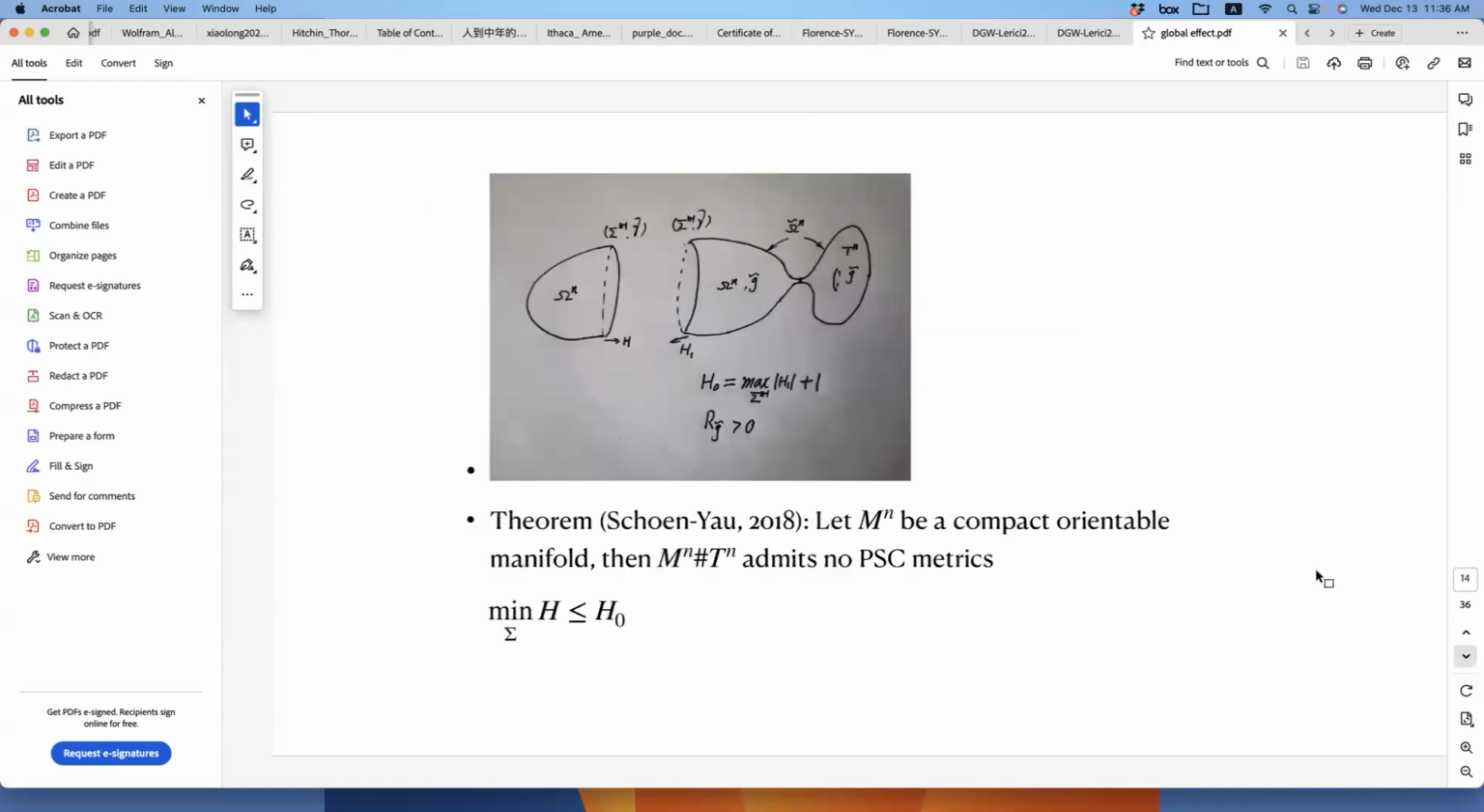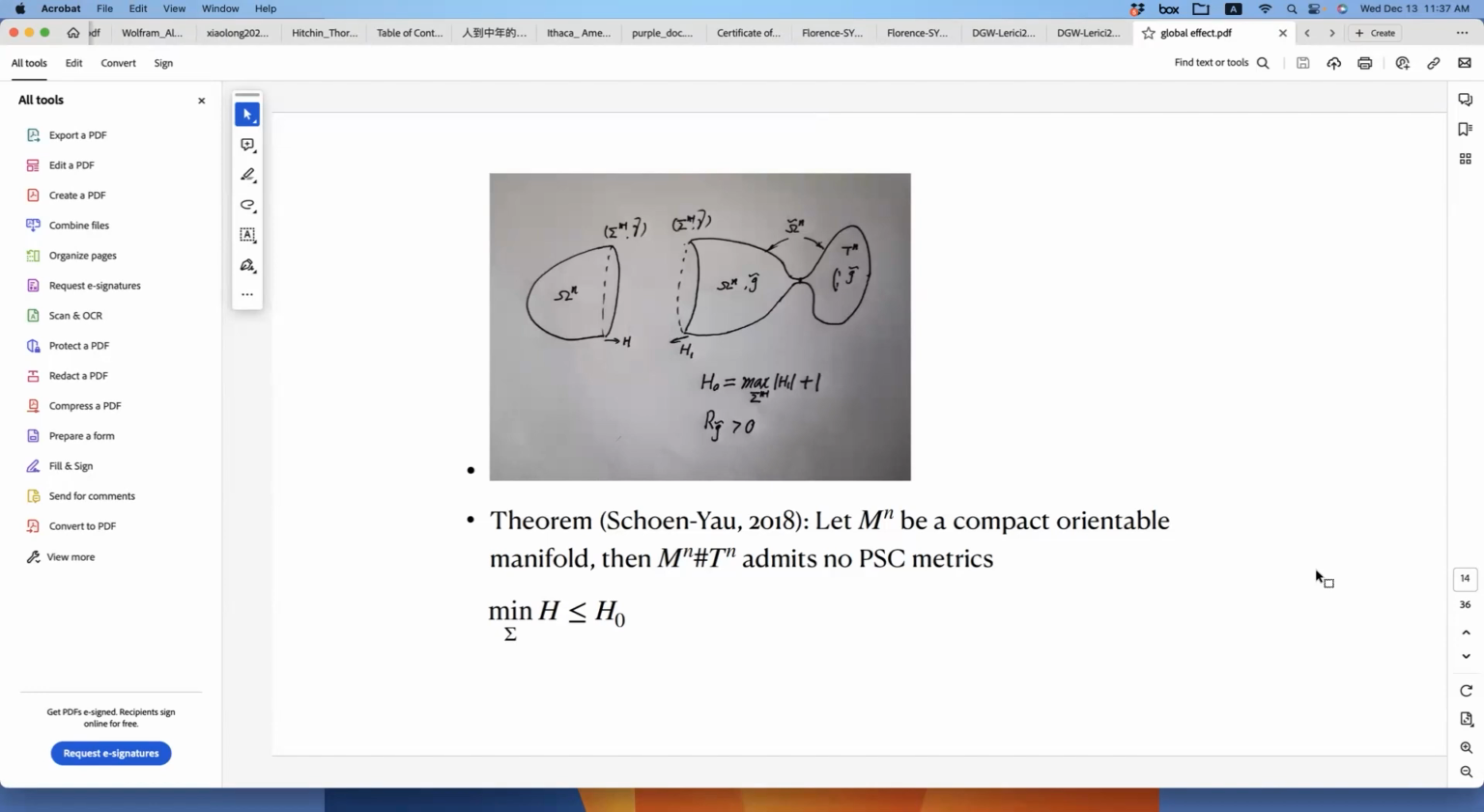Now let Omega be a given manifold with a boundary Sigma, and gamma is a Riemannian metric on Sigma. And we just take the connected sum with an n-dimensional torus. So we get a new manifold, denoted by Omega bar, let's say.